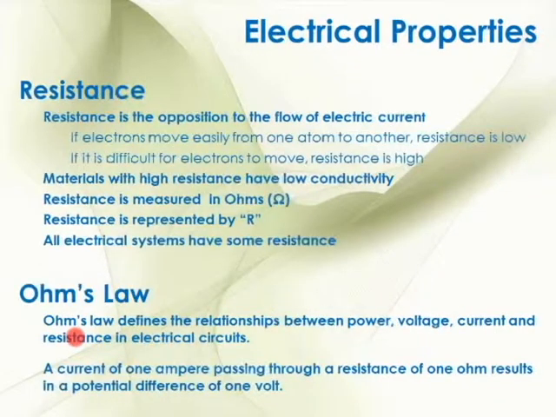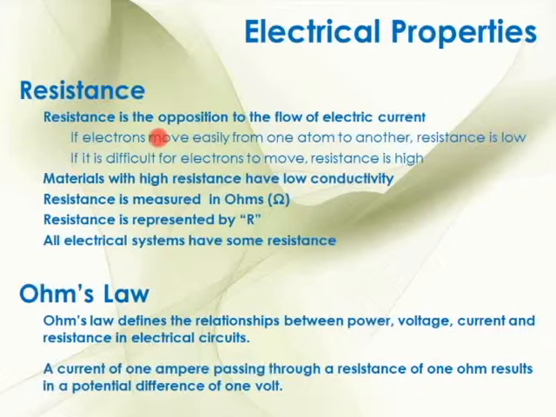Now, another thing we need to talk about with electricity is resistance. And resistance is the opposition to the flow of electrical current. So if electrons move easily from one atom to another in a certain substance, it's going to have a very low resistance. And if it is difficult for electrons to move, it's going to have a high resistance.